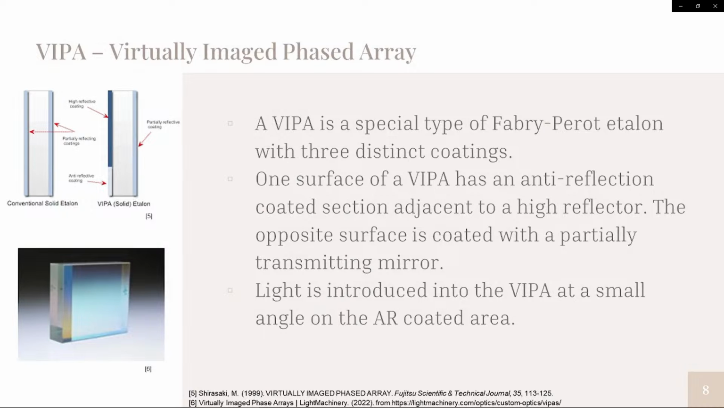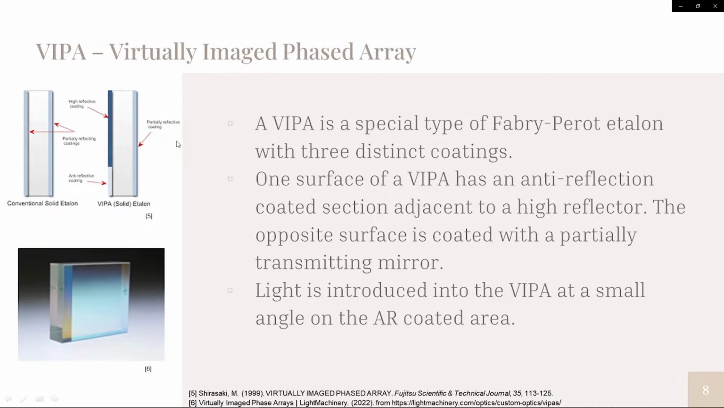A VIPA is a special type of Fabry-Perot etalon, which is a glass piece, but it has three distinct coatings on this piece of glass. One surface of the VIPA has an anti-reflection coated section, and adjacent to this, you have a highly reflective surface, and opposite to this, you have a partially transmitting mirror. So you have one surface which is highly reflective, one which is anti-reflective, and one which is partially reflective.